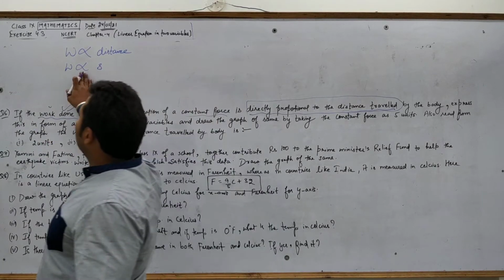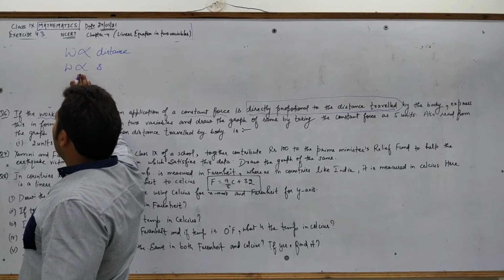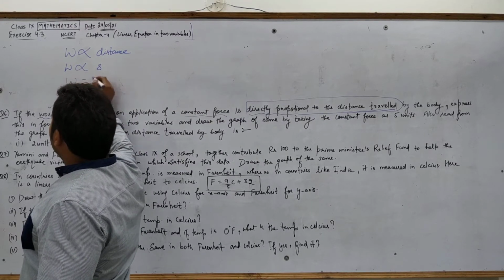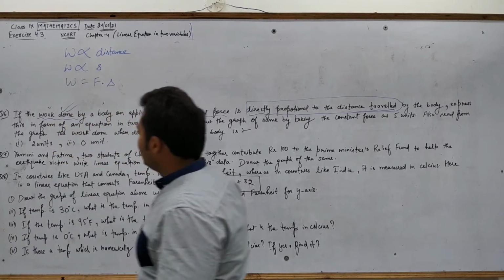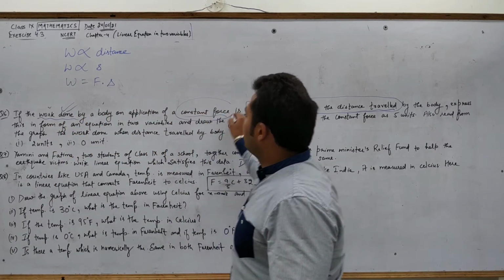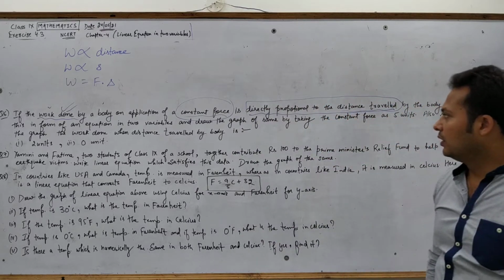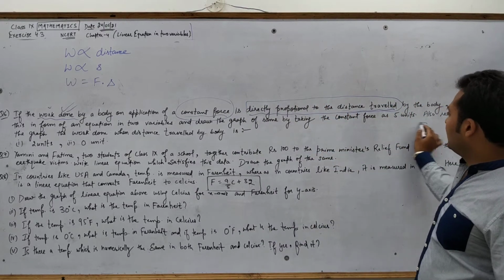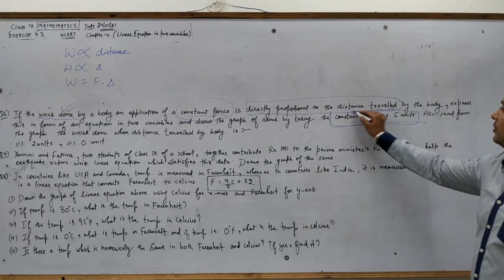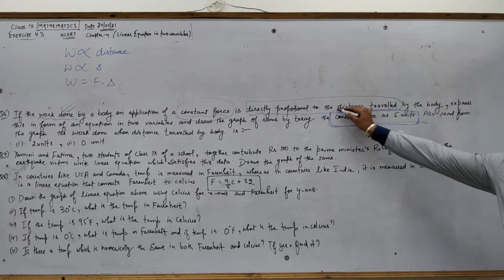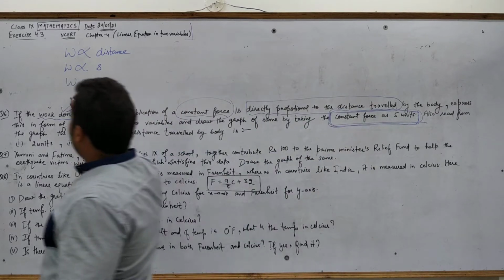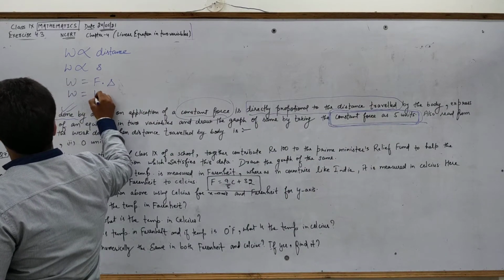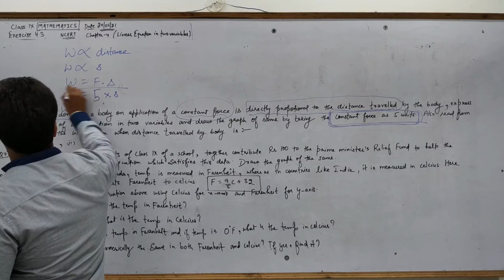And when we remove this sign of proportionality, it will equal a constant multiplied by this distance, and this constant is force. Moreover, we are given that this constant force is 5 units. So work equals 5 multiply S.